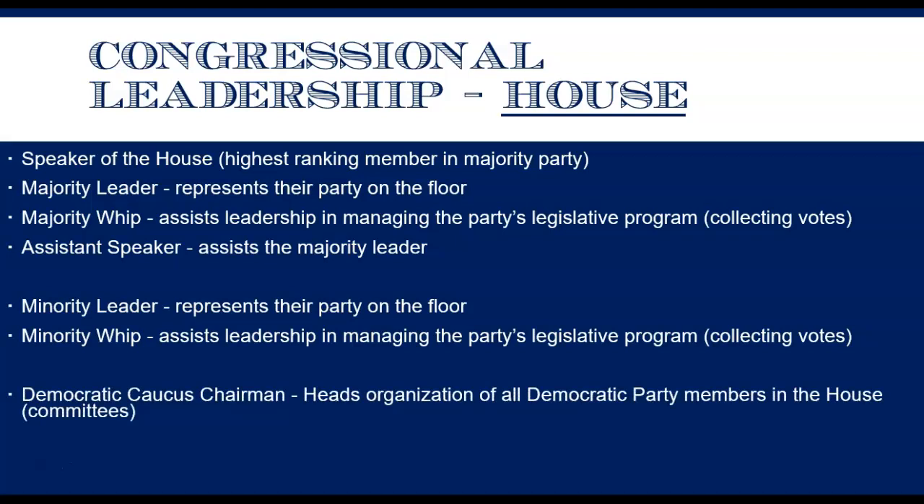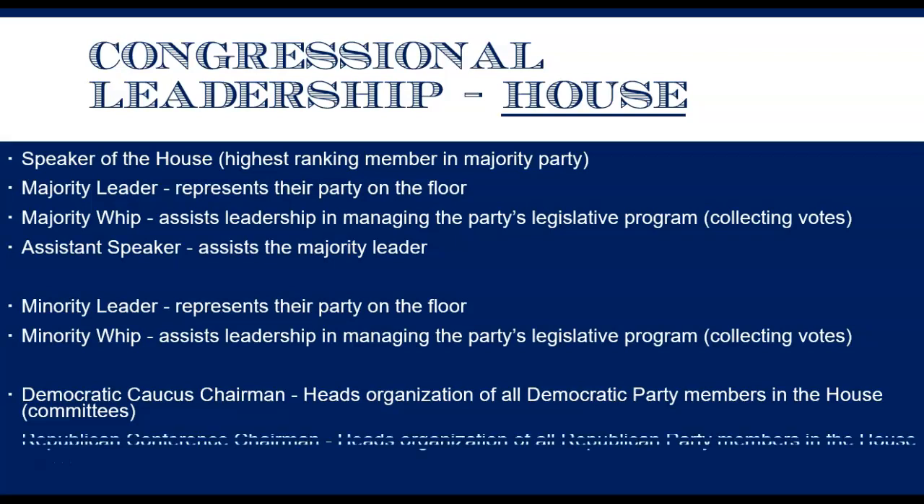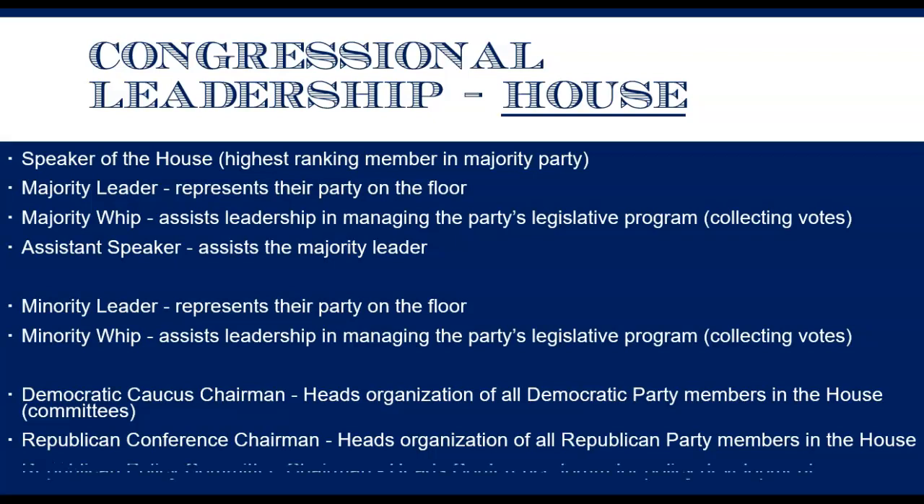Then you have the Democratic caucus chairman. This person heads the organization of all Democratic Party members in the House or the committees. They tend to get these people together and get them on the same page and make sure that they put people where they want them to go. Put them in committees they feel like they'll have the best knowledge to contribute to. Just organize the whole situation. You may hear it called Democratic Caucus Chairman or Democratic Conference Chairman, Republican Caucus or Republican Conference. So they basically just head the organization of the particular party within the House.